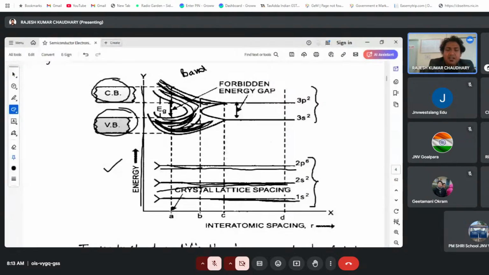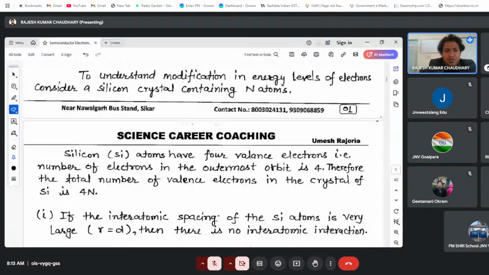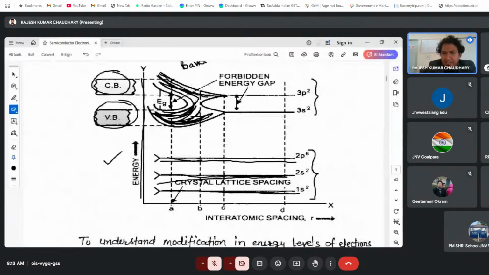Okay, but we can simplify this graph. Got it? How can we simplify it? I just want to tell you, these are the explanations of this one that I have given you simply. One more thing I want to tell you: you can see that this is interatomic spacing. Can you see this one?